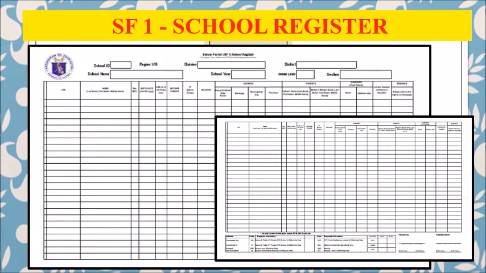SF1, or the School Register. It is considered the master list of class enrollment, to be prepared by the class advisor. Mode of preparation: generated from Learner Information System, or LIS, at the beginning of the school year, and as needed.